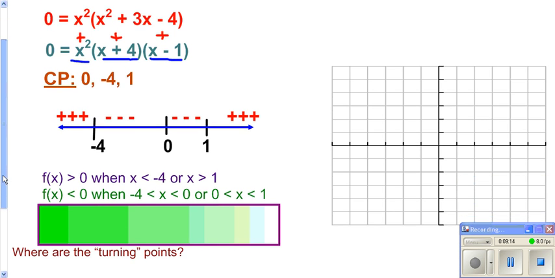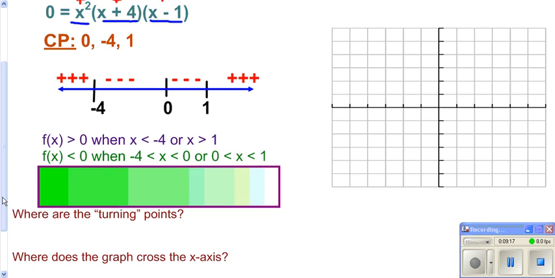Now it also says we want to graph this function. Well, when we graph this function, we already have our critical points where it's equal to 0. So we'll plot those. Now, we know in between the -4 and the 0, we're negative, so we're below the axis. We know between 0 and 1, we're below the axis. We know to the right of 1, you're above the axis. You know when you're to the left of -4, you're above the axis. So then, we have our basic sketch. Here's your turning point, here's your turning point, and here's your turning point.